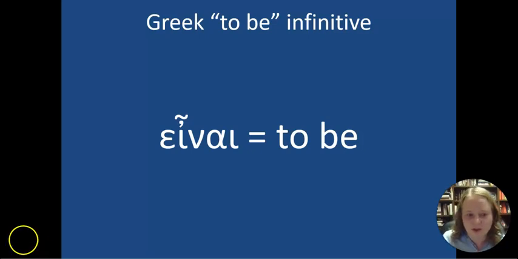Okay, great. I think this will make us a huge amount of progress. We'll be able to read a ton more things after we learn these to be verbs. So that's awesome.